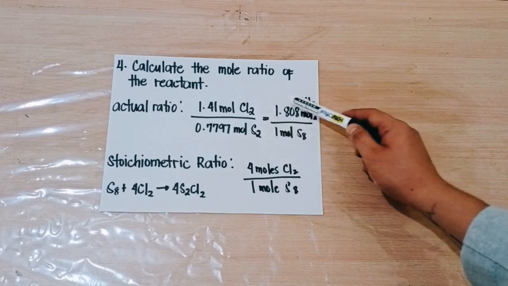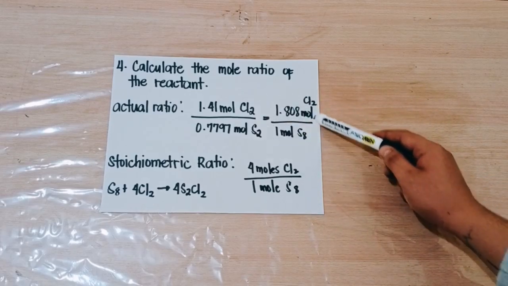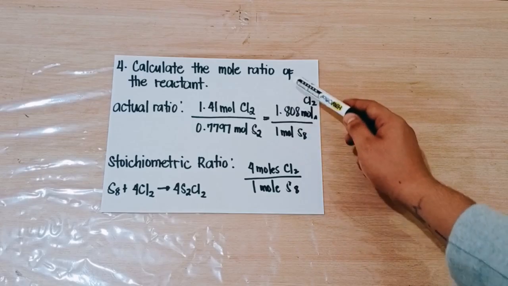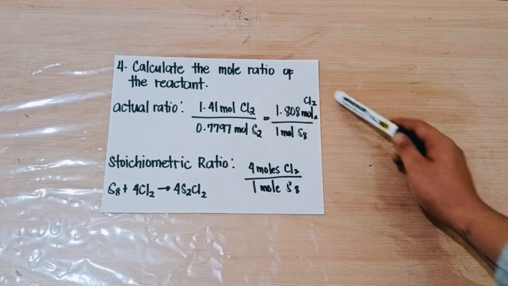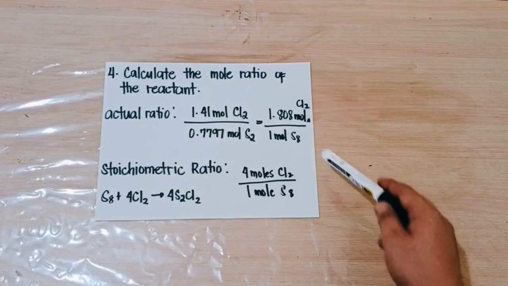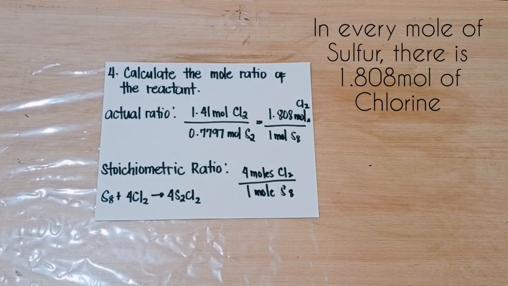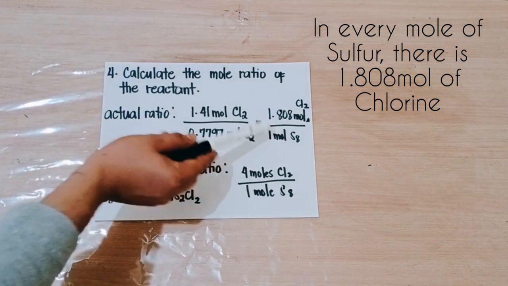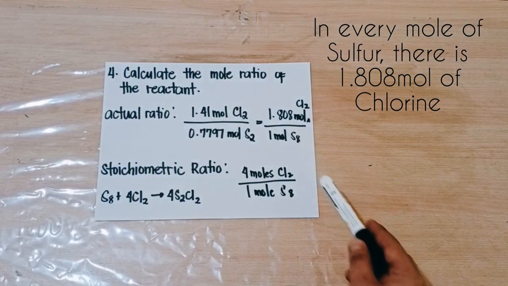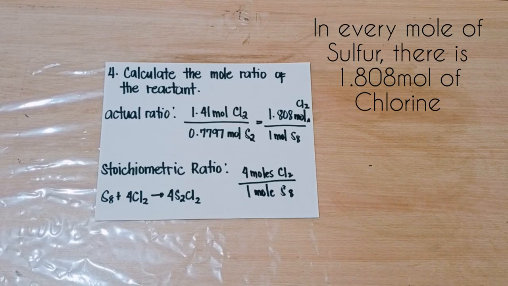Ibig sabihin, ito yung actual ratio nung reactant nating dalawa. Again, sa kada 1 mole of sulfur, meron tayong 1.808 na mole ng chlorine.